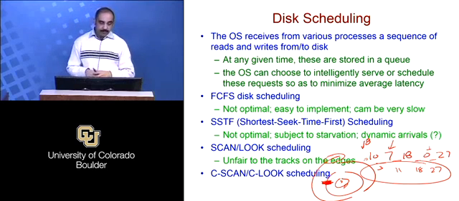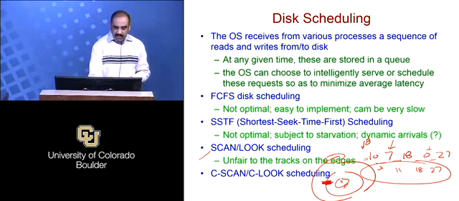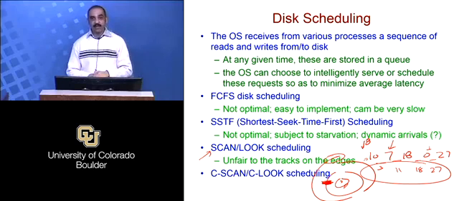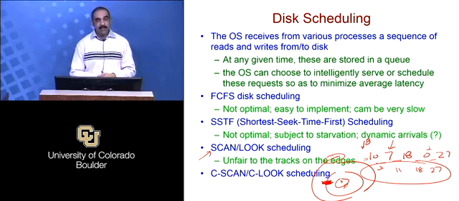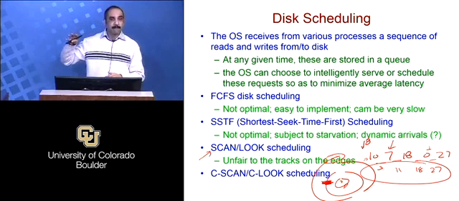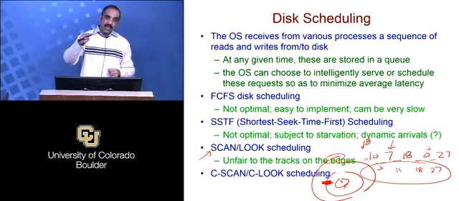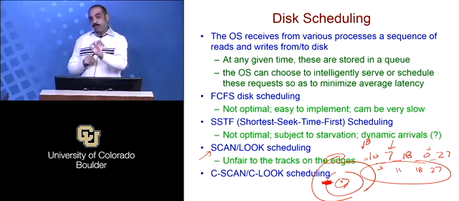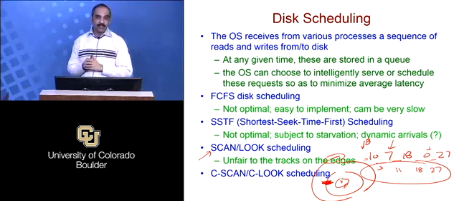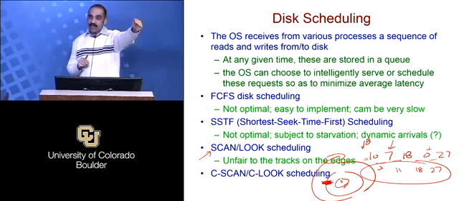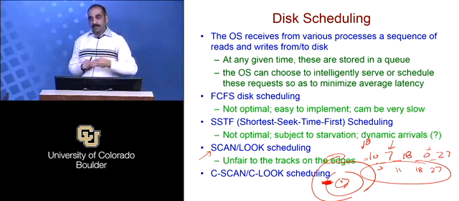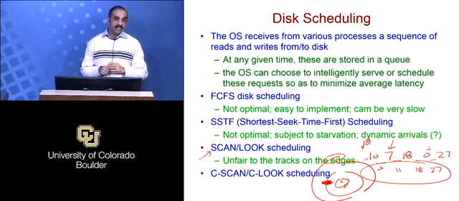The next one is called SCAN or LOOK scheduling. This is similar to how an elevator works. You are moving the arm in one direction, and as you move the arm, you service every track that you need to service. You go all the way to the end, and then you move back. That's basically what SCAN is.